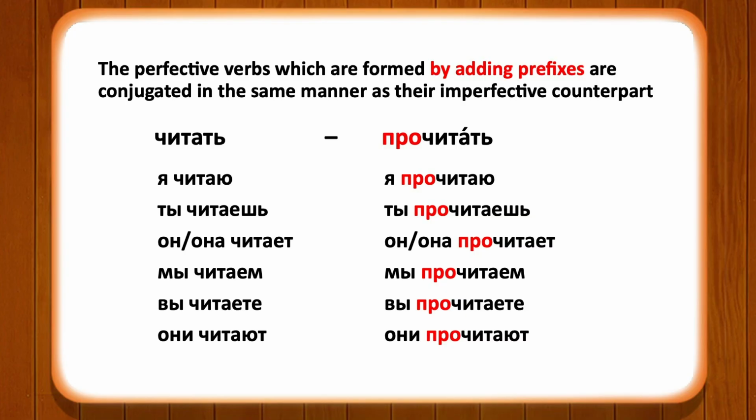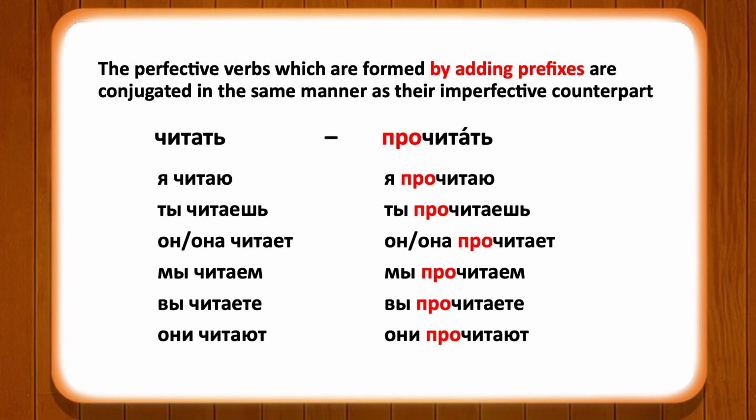So, chitach is conjugated like ya chitayu, ti chitayish, on chitayat, ana chitayat, mui chitayam, vui chitayche, ani chitayut. The perfective aspect of this verb is prachitaj. It will be conjugated in the same manner as chitaj. Only thing is that you will add the prefix pra in each form.